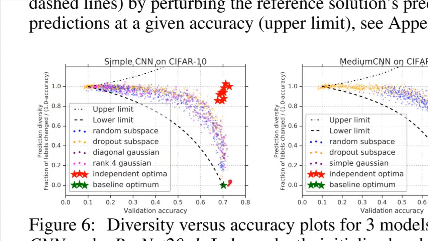So here you can see we always start from this baseline optimum. This baseline optimum has zero diversity, because it agrees with itself on all the different labels, of course. And then we're going to disturb that using our 4 methods that we defined before. So we're going to randomly subspace, we're going to drop out, we're going to Gaussian perturb it, and so on. And the more we perturb it, the more diverse our function is going to be, naturally, right? Because we perturb the function, it starts disagreeing more and more with our original optimum.